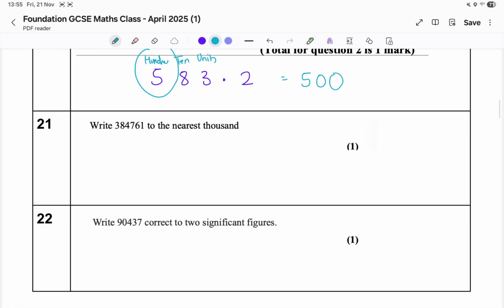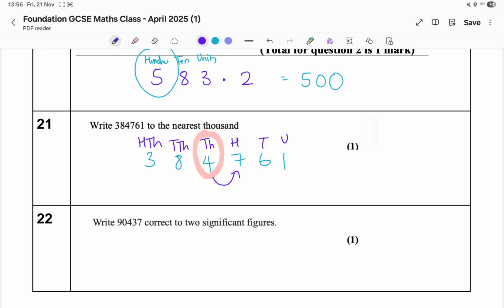Next question, write this number to the nearest 1000. So if I'm just writing down, that's units, tens, hundreds, thousands, 10,000, 100,000. So I can see my place value, and we want to write it to the nearest 1000. So when you're rounding, you always look at the next number on the right. If that's 5 or bigger, we round up. If the number is less than 5, we keep the number the same.